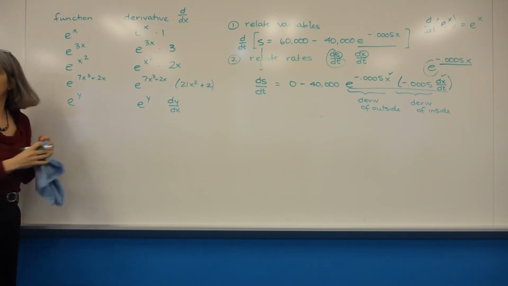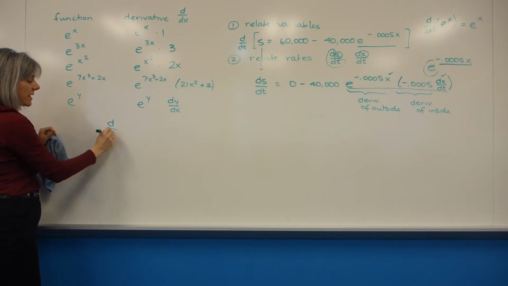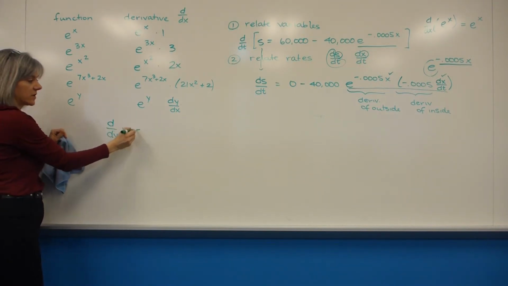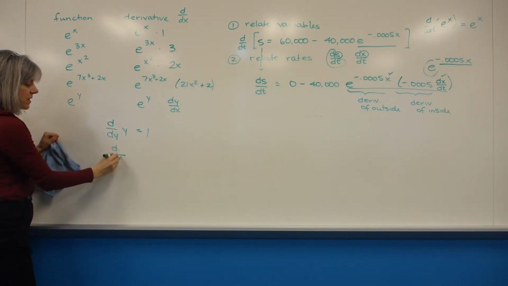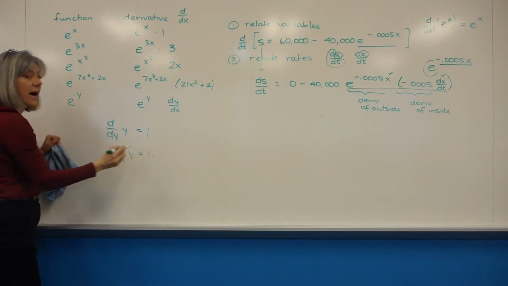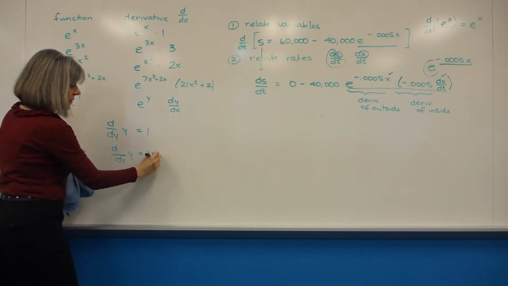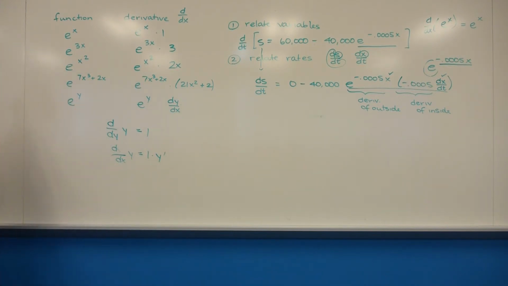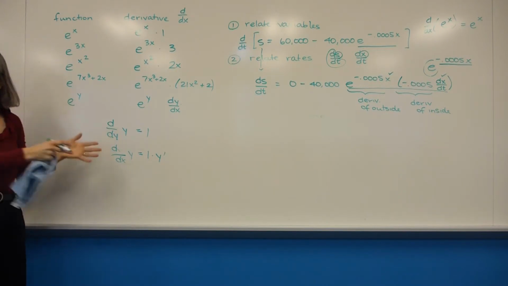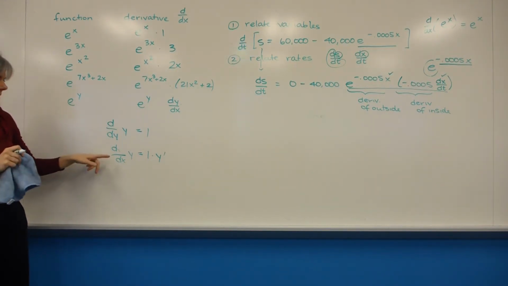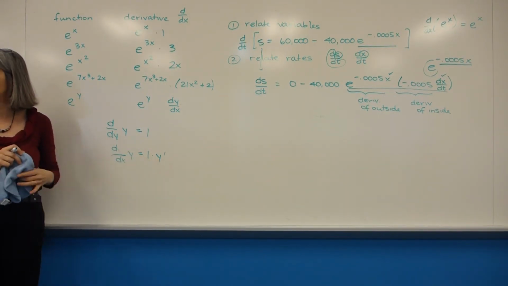Right. If you had d dy of y, the variables match. That's 1. If I have d dx of y, it's 1 times the derivative of the inside. What's the derivative of the inside? Y prime, or dy dx. So it's the same thing, it's just with x you don't really see it. We don't really talk about it as chain rule that way. I mean, you can think of it that way, it's just simple enough. We usually just say that the derivative of y with respect to x is y prime, and we simply write it that way.